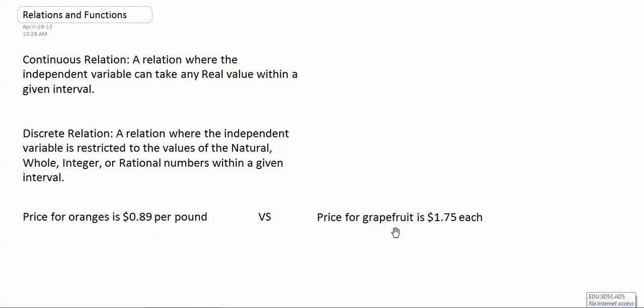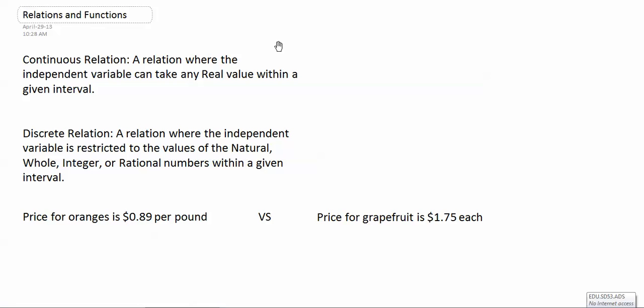However, if I'm buying grapefruit at the store, for instance, I can't buy a fractional amount. I can't buy 10/3 of a grapefruit. I can't buy 5/12 of a grapefruit. I'm also restricted from buying, let's say, pi grapefruits or the square root of 3 grapefruits. In fact, here I can only get positive whole numbers.